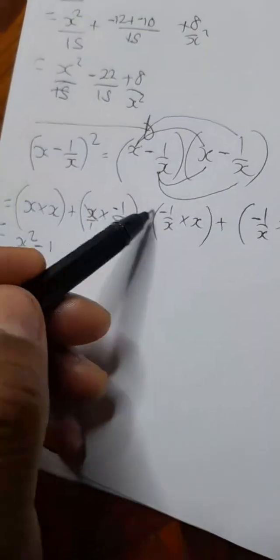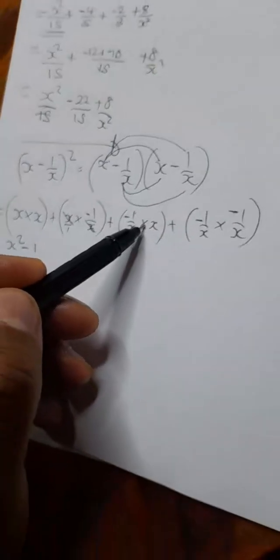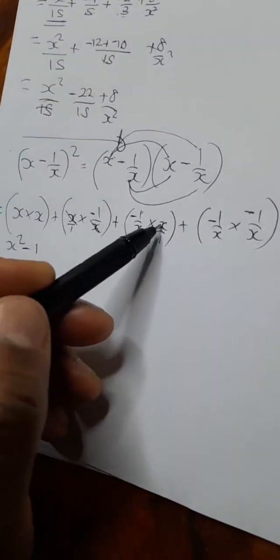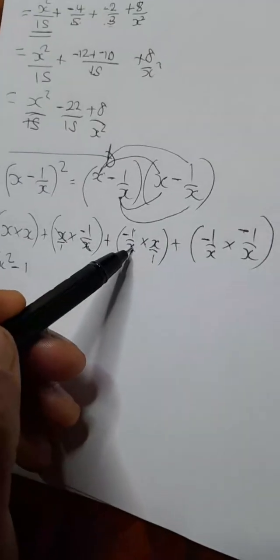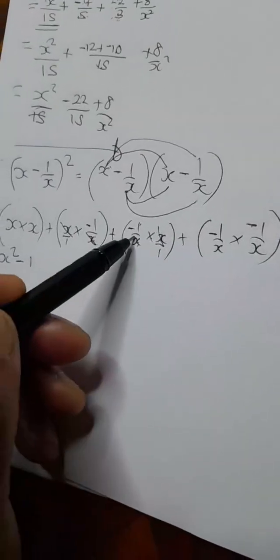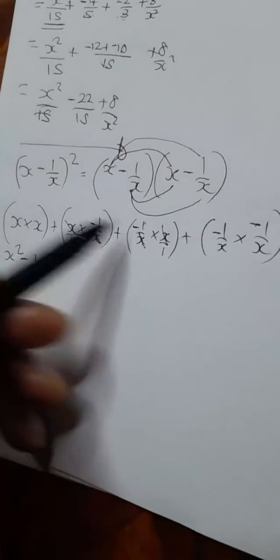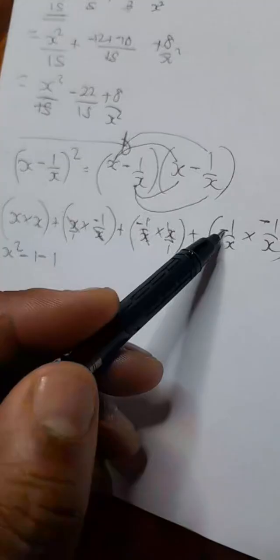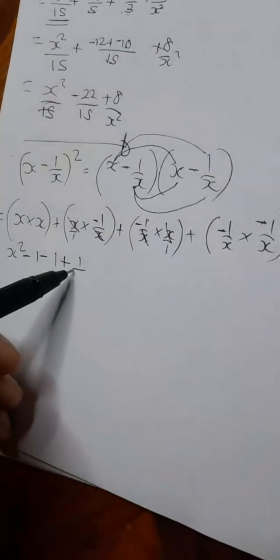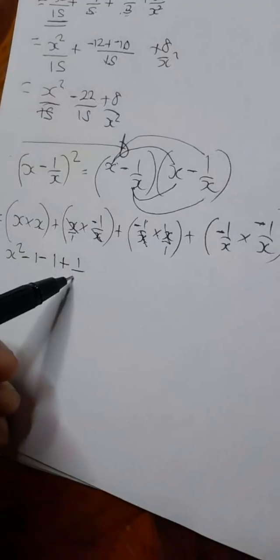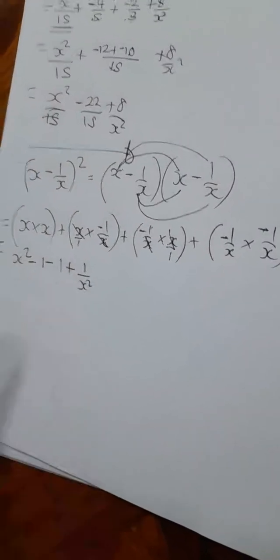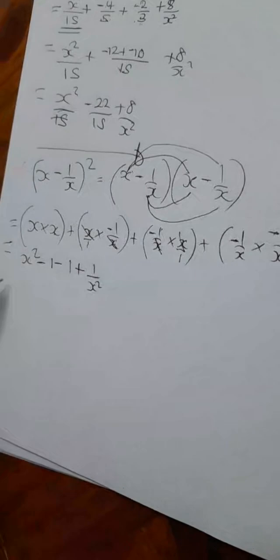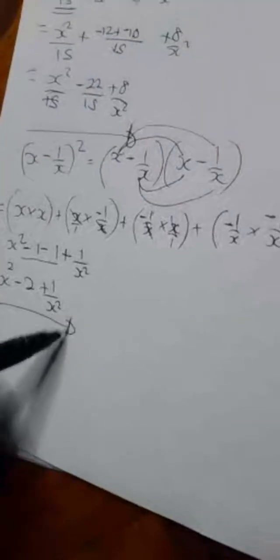Then minus 1 over x times x. This is the same as x over 1. x in the numerator, x in the denominator. So the x's will cancel each other. We are left with minus 1. Then minus and minus, we get a positive 1 over x squared. So these two can add up together. It becomes x squared minus 2 plus 1 over x squared, like that.